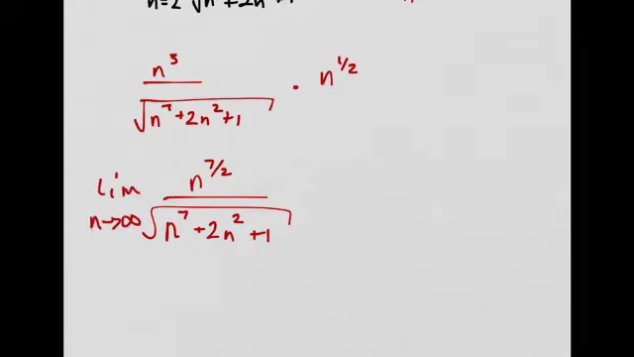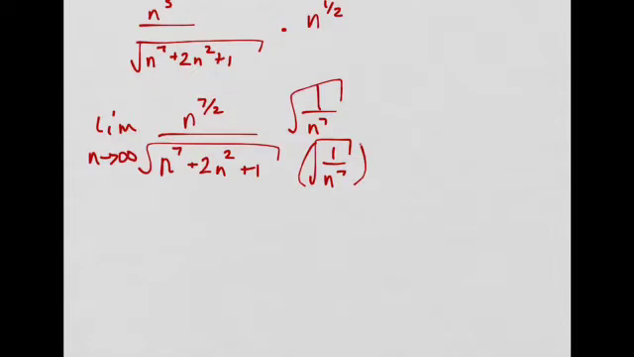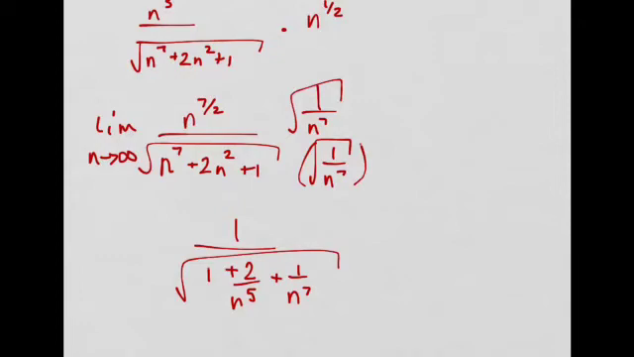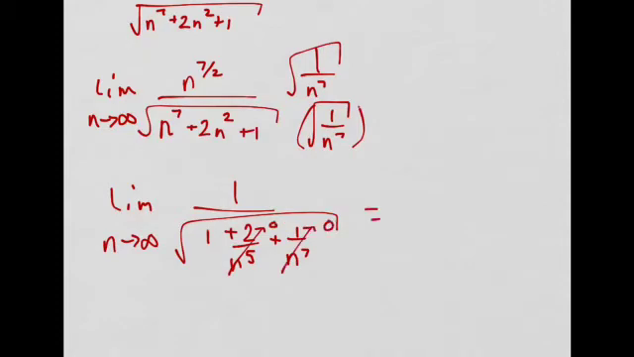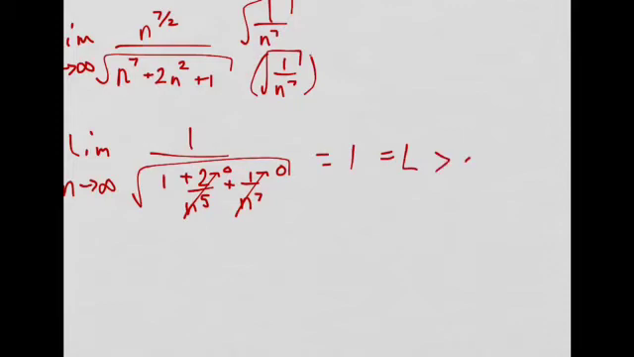Well, I can multiply by 1 over n to the 7th, all of that underneath the radical, and do the same on the top. So what happens? This and this just make 1. And then in the bottom, this becomes 1 plus 2 over n to the 5th, plus 1 over n to the 7th, and all of that is underneath the radical. And I'm taking the limit. So what happens? This goes to 0. This goes to 0. And I get 1 once again, which is the same thing as L greater than 0.